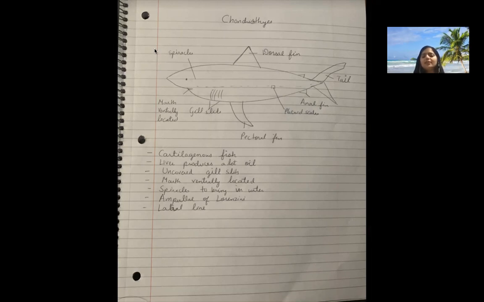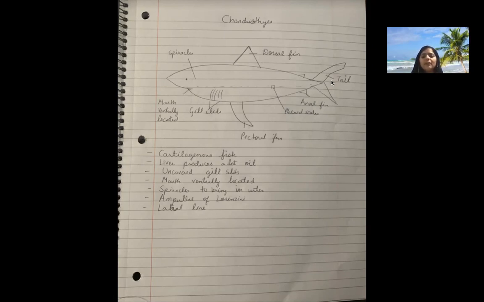So first of all, as the name suggests, the skeleton of a shark is made of cartilage. Then we can see that their mouth is positioned ventrally, on the ventral side, whereas in the bony fishes the mouth is at the terminal end. Then we can see a dorsal fin here on the dorsal side, and then the pectoral fin, and then the anal fin towards the anus, and then the tail.